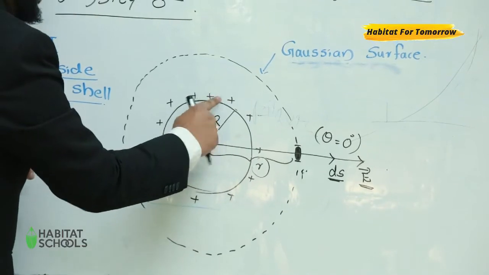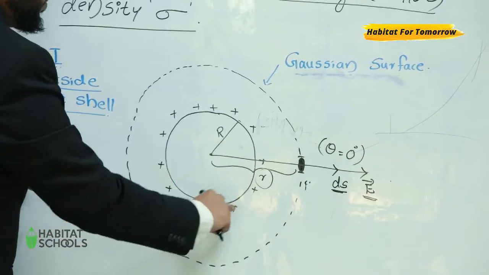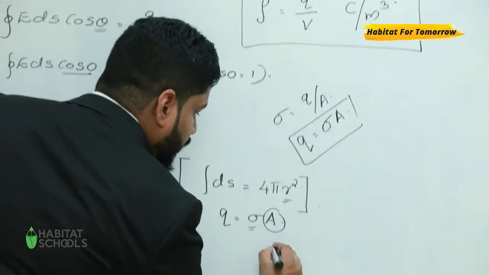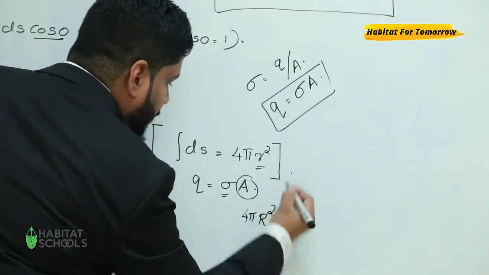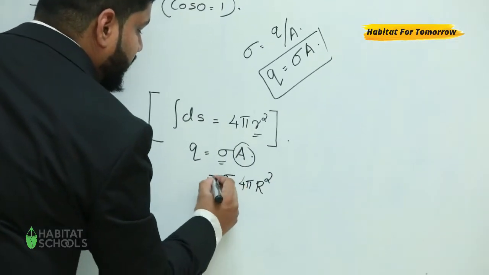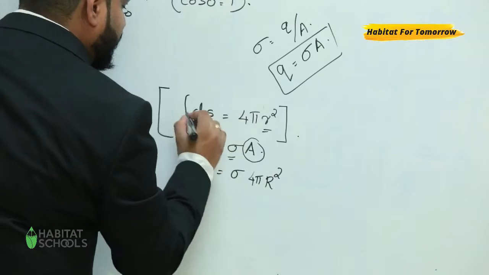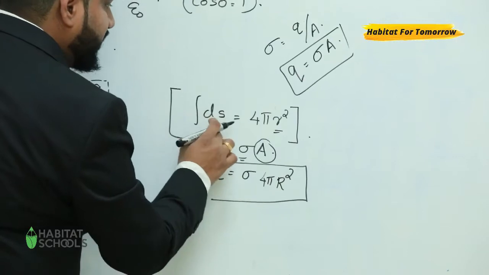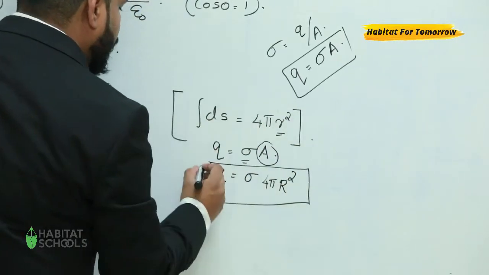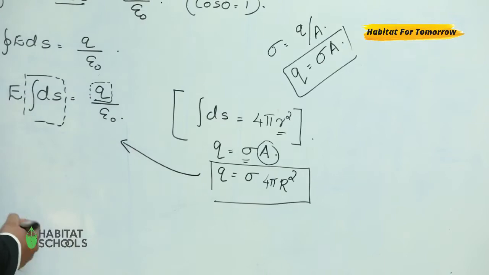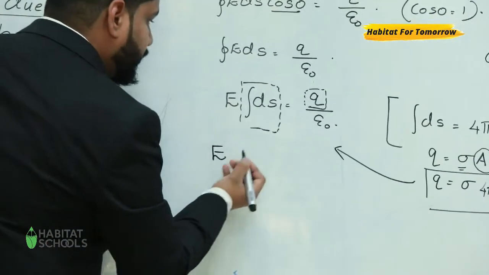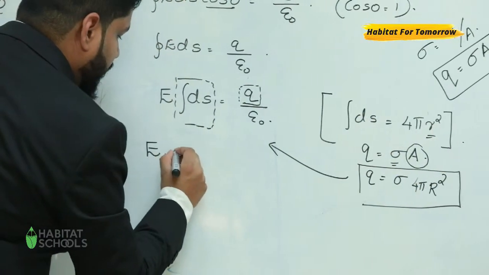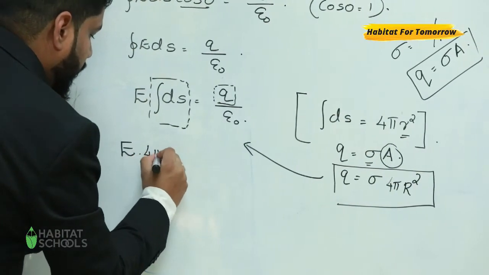So here, you need to consider the surface area of this real sphere. Instead of A, 4 pi r square, capital letter R square will come, then already sigma is there, that is Q. So these two expressions, Q is equal to sigma into 4 pi capital letter R square, and integral ds is equal to 4 pi small letter r square, you need to substitute in this equation. Then you will get E into integral ds. What is integral ds? 4 pi r square. So into 4 pi r square.